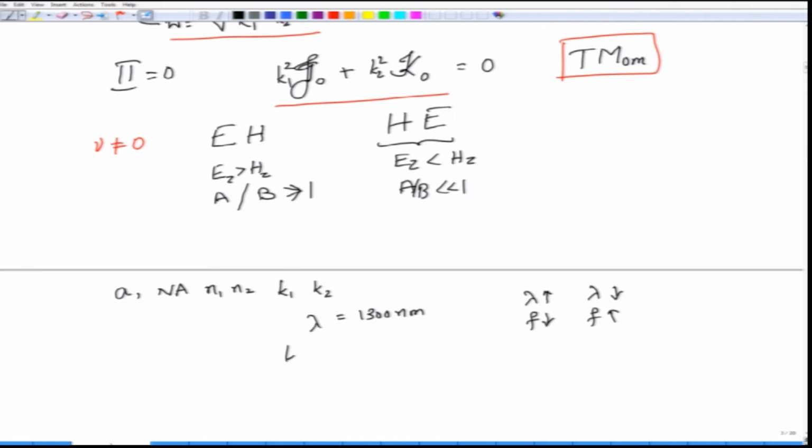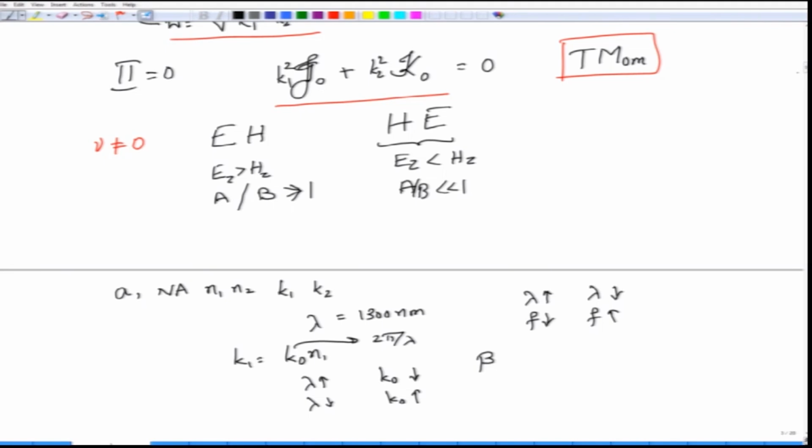Lambda is related to K0, which is the free space wavelength, and K1 is given by K0 times N1. I have fixed N1. As I change lambda, suppose lambda increases, then K0 decreases, because K0 is nothing but 2 pi by lambda, right. So lambda is in the free space, so this is 2 pi by lambda. So as lambda increases, K0 decreases, or lambda decreases, K0 increases. What happens to the corresponding value of beta? Beta will also change. Okay.